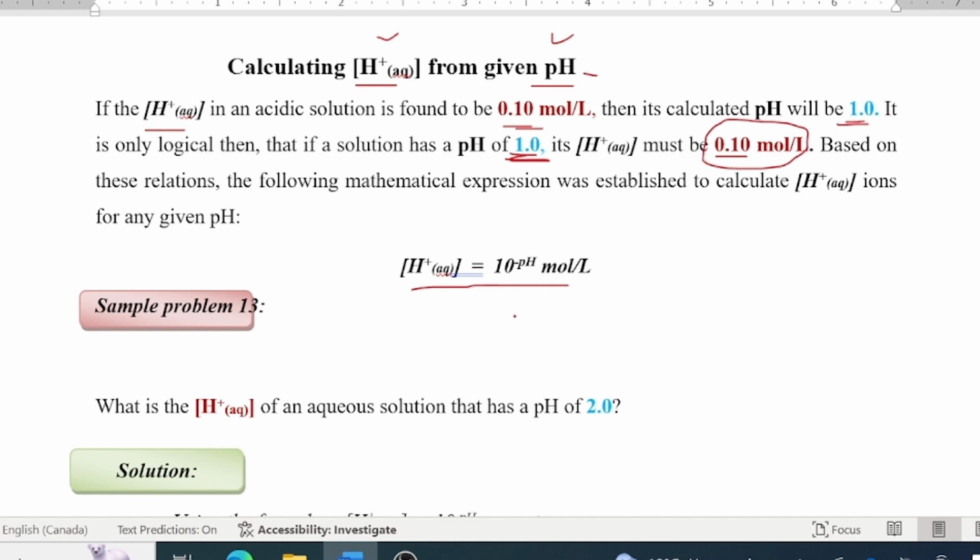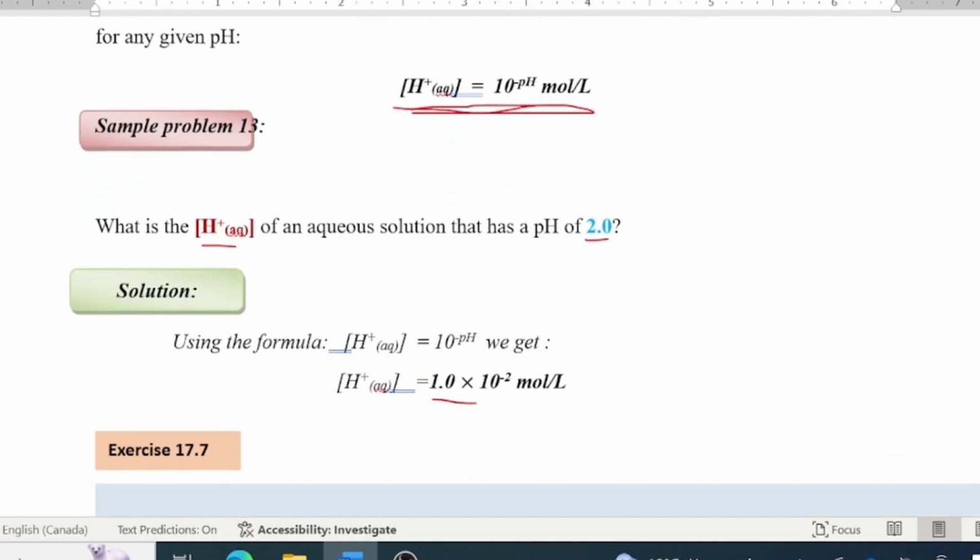Based on that, they've developed a mathematical relationship to teach you how to find the hydrogen ion concentration, and it is equal to 10 to the negative pH moles per liter. So it'd be equal to, I would say, 1 times 10 to the negative pH. You see, whatever the pH is, make it a negative exponent. So if its pH is 2, it becomes negative 2. So it's 1 times 10 to the negative 2 mole per liter.